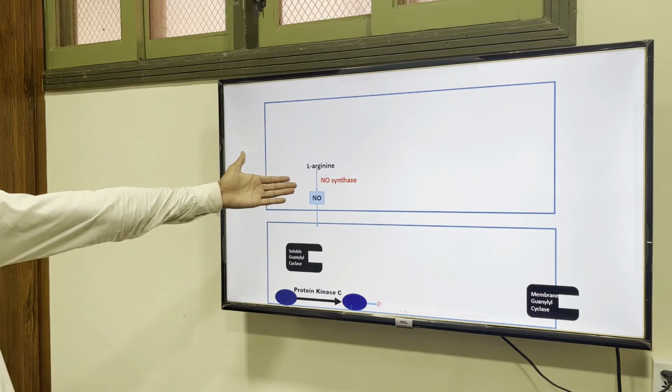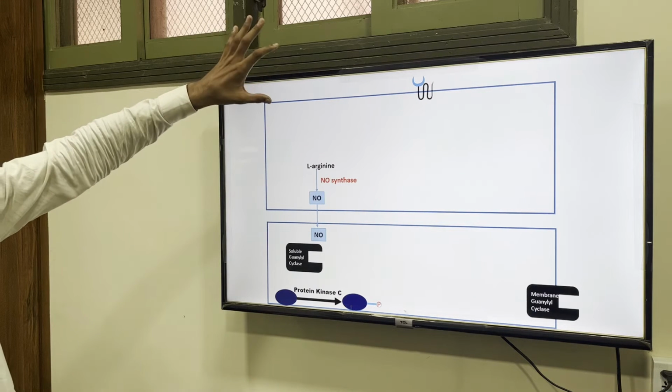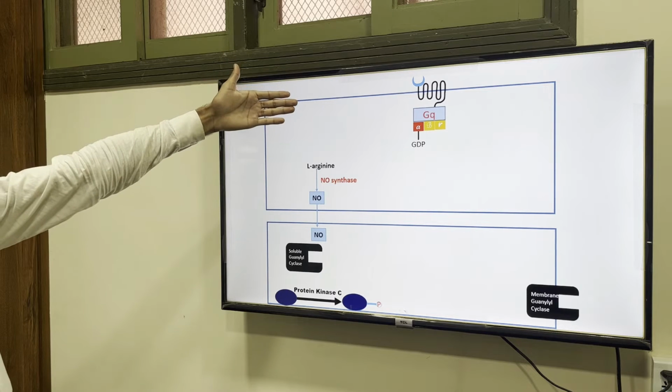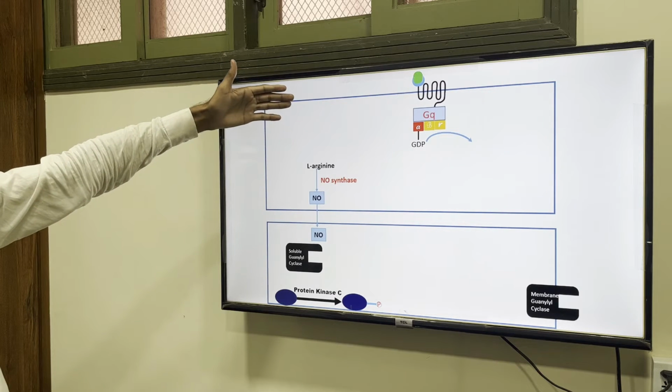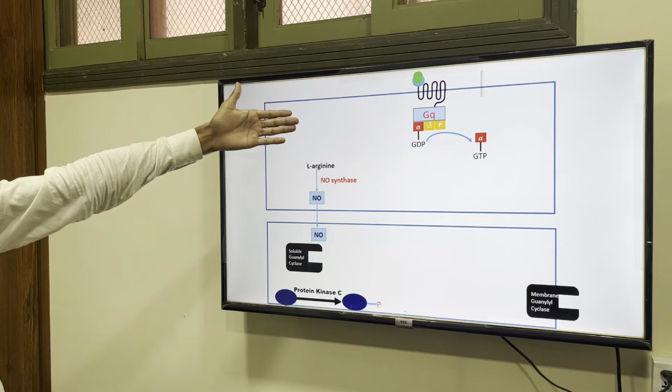But this system is actually activated by the same IP3 system. So you know better the receptor, the GQ system. A hormone, for example, attaches here. When it attaches, what does it do?